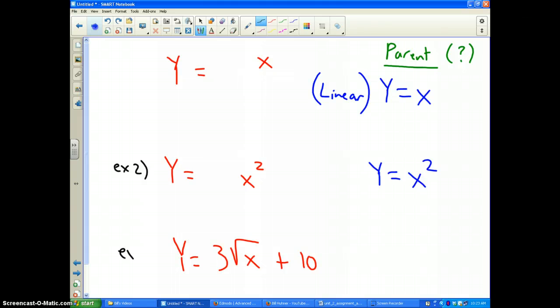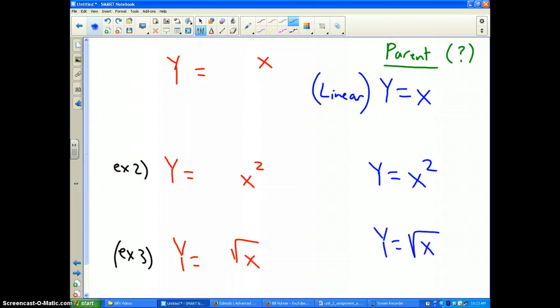If we look at example number 3, it has a square root symbol in it. We need to leave that alone. We're going to erase all the stuff that's added, subtracted, multiplied, or divided. So we're going to erase the plus 10. We're going to erase the times by 3, and that leaves me with my parent function of y equals the square root of x.